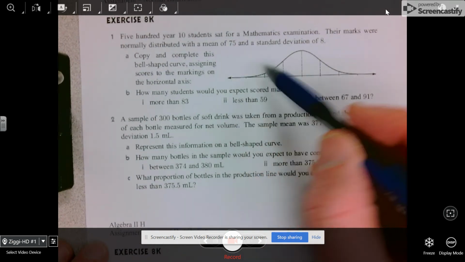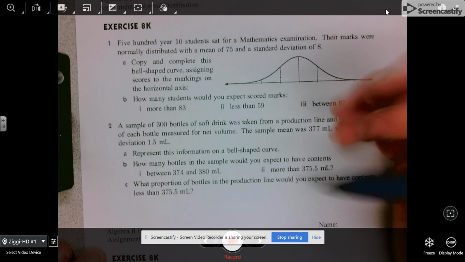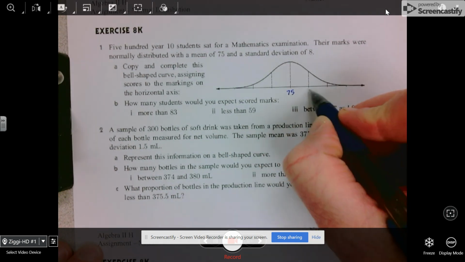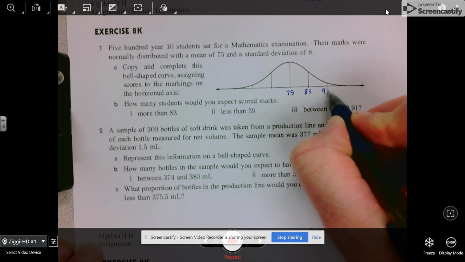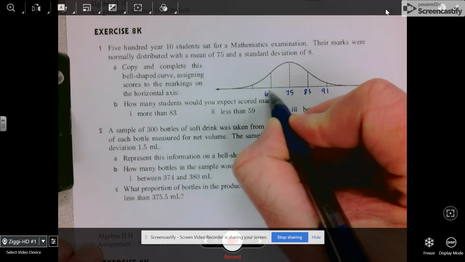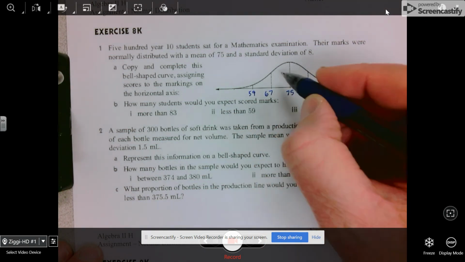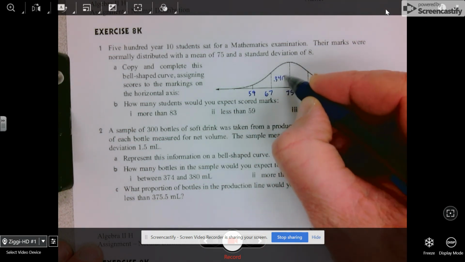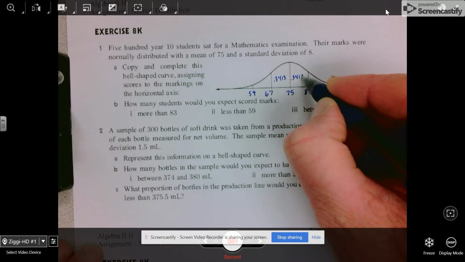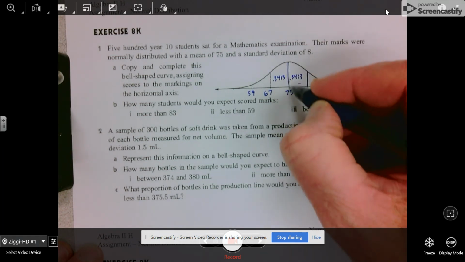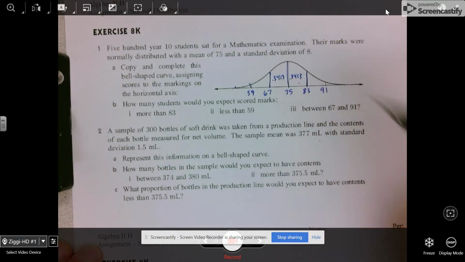On any of these problems, as soon as you see a normal curve, make sure that you put the mean here, and then you just add standard deviations and subtract standard deviations on either side, and then your percents go right in there. So the percentage values align with the actual values that you have.